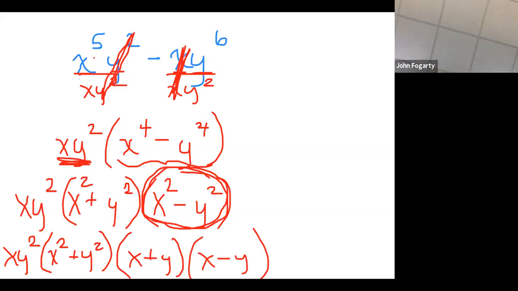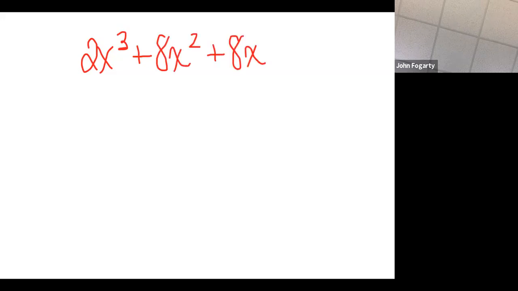Now, fellas, anytime I would see directions that say factor completely, I would be on guard. All right? Does that make sense? Let's do one more, right? So 2x to the 3rd plus 8x squared plus 8x.